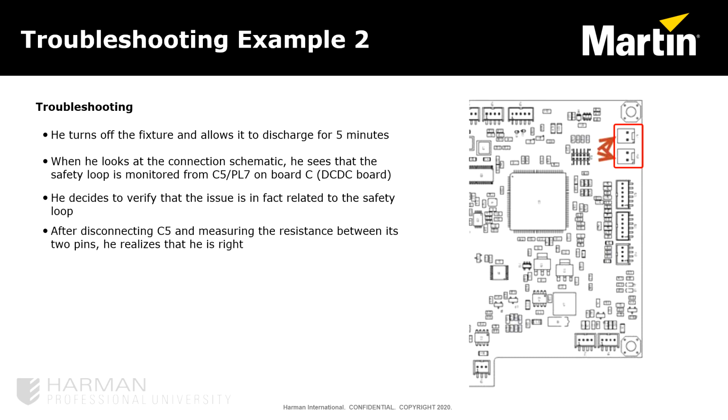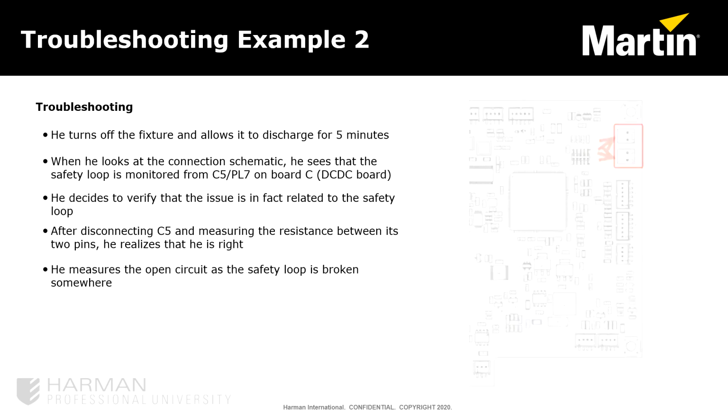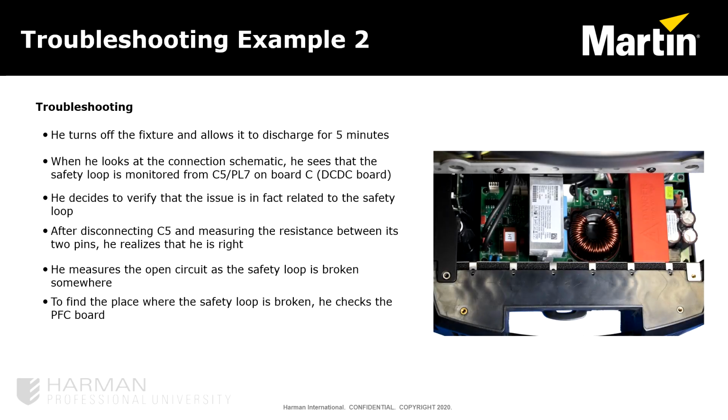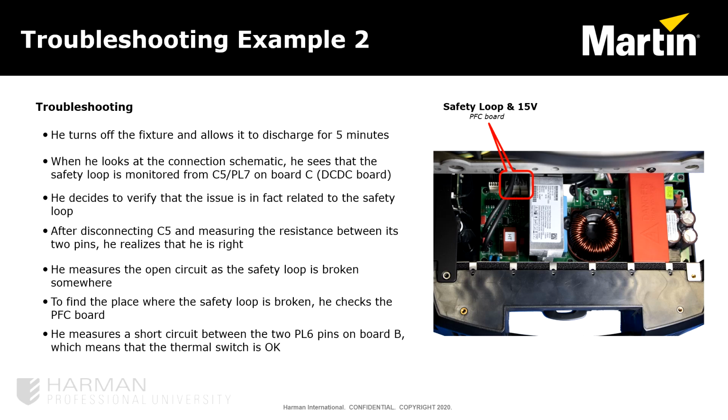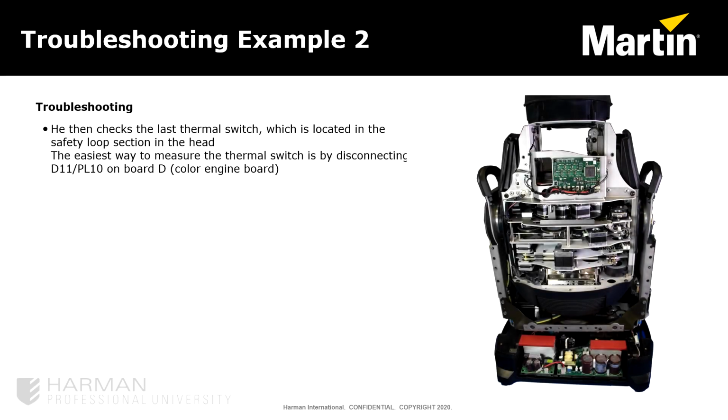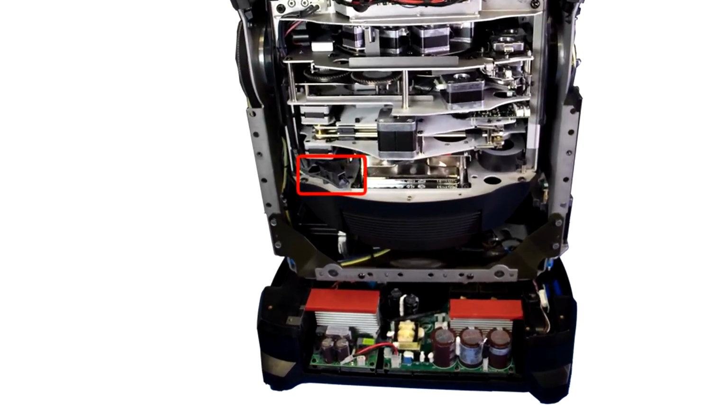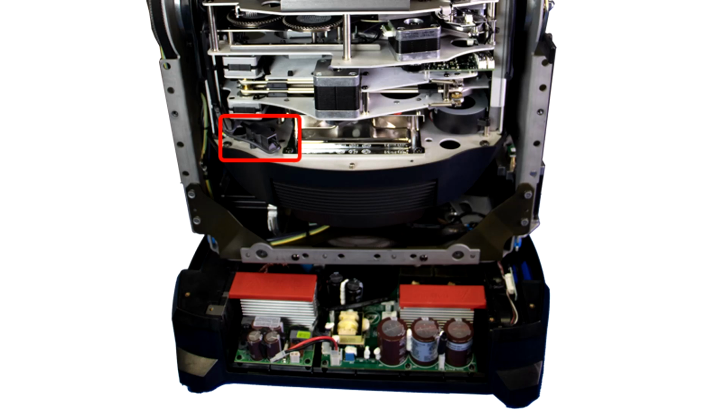After disconnecting C5 and measuring the resistance between its 2 pins, the tech realizes that they are right. The technician measures an open circuit, as the safety loop is broken somewhere. To find the place where the safety loop is broken, they check the PFC board. The tech measures a short circuit between the 2 PL6 pins on board B, which means the thermal switch is okay. The tech then checks the last thermal switch, which is located in the safety loop section in the head.